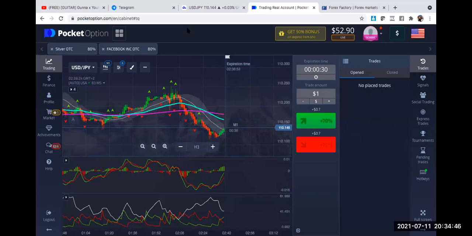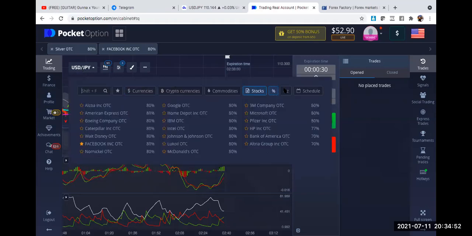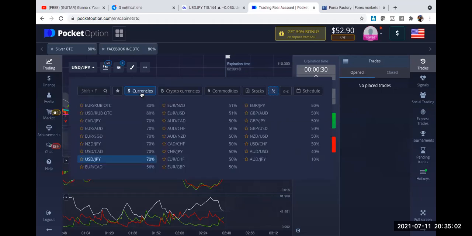But yeah, just remember that the 15 second is only for the stocks. As much as I like crypto, I never really look at it for Pocket Option because the risk to reward isn't there. 40% is ridiculous. You can't do anything with that, right? So 70% or better.